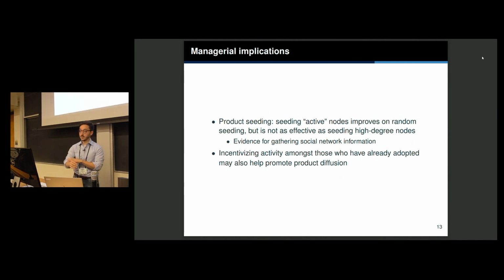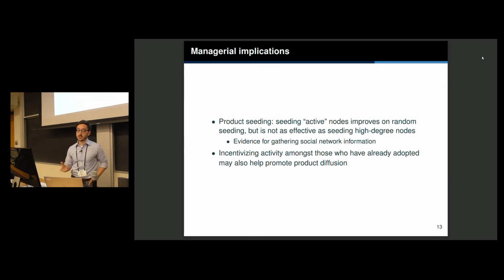So to wrap things up then, product seeding is part of the story of this paper. And this paper suggests that seeding active nodes can improve on random seeding, more visible nodes, but it's not going to be as effective as seeding those high degree nodes. So this is continued evidence that gathering that social network information, although costly, is going to be useful.